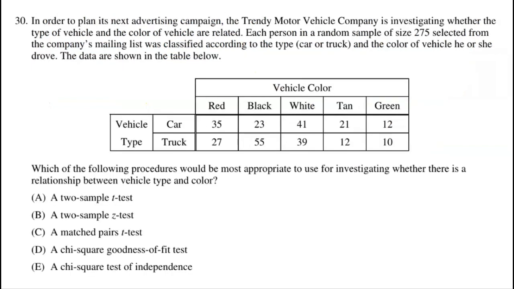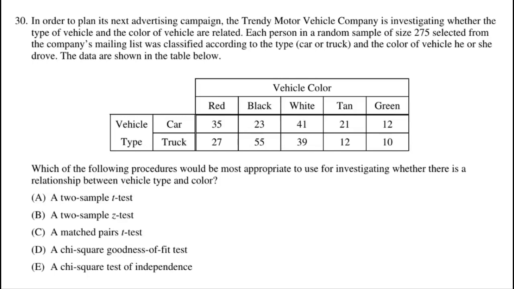All right, so here is our very first problem. In order to plan its next advertising campaign, the Trendy Motor Vehicle Company is investigating whether the type of vehicle and the color of vehicle are related. Each person in a random sample of size 275 selected from the company's mailing list was classified according to the type, car or truck, and the color of vehicle he or she drove. Here is the data in our two-way table. So across the top, we see the vehicle color, and across the side, we see the vehicle type, car or truck. Now, which of the following procedures would be most appropriate to use for investigating whether there is a relationship between vehicle type and color?